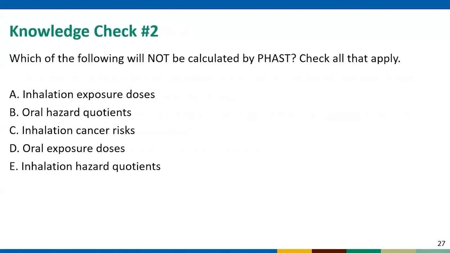Okay, let's do another knowledge check. Which of the following will not be calculated by FAST? There can be more than one answer. The options are A, inhalation exposure doses, B, oral hazard quotients, C, inhalation cancer risks, D, oral exposure doses, and E, inhalation hazard quotients. I'll pause to give you a moment to think about the answer.